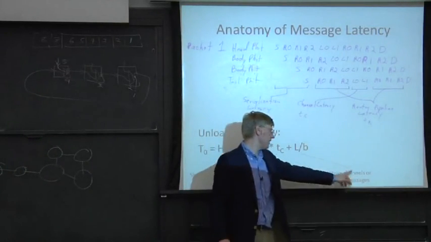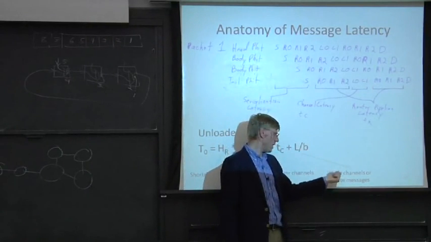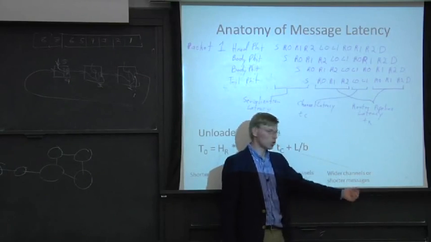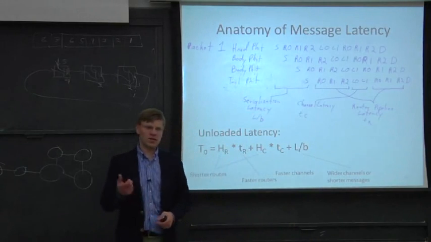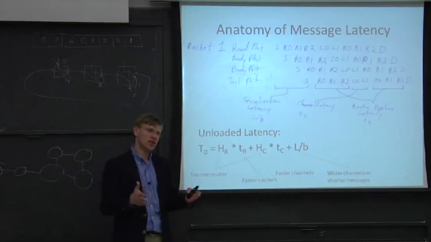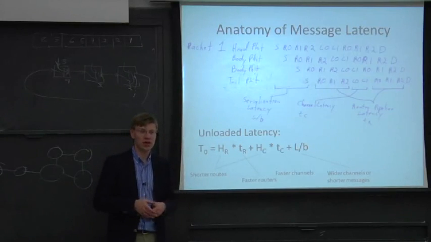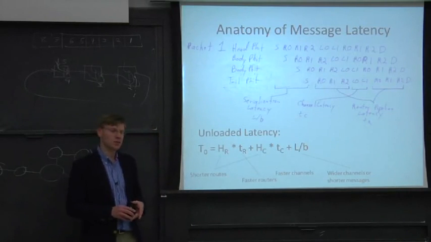And then finally, this is our serialization cost here. We bake into it either wider channels or shorter messages. Maybe you have a lot of overhead on each message, a really big header for the message. If you try to shrink that, that'll make your network go faster and reduce your latency just by sending less work or sending less data. But that may not always be possible.